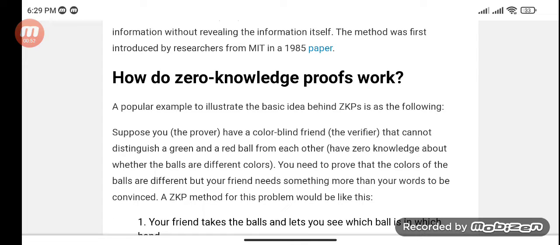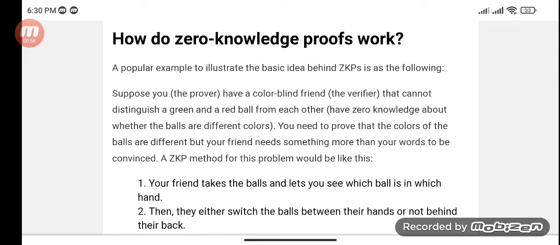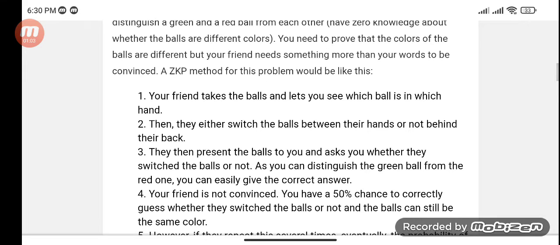Your friend takes the balls and lets you see which ball is in which hand. Then they either switch the balls between their hands or not, behind your back. They then present the balls to you and ask you whether they switched the balls or not. As you can distinguish the green color from the red one, you can easily give the correct answer.